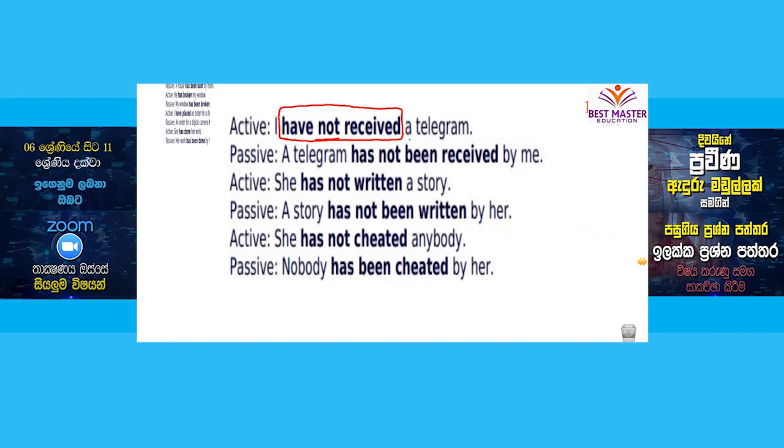A telegram is the object here. This is not a paper, right? Telegram is the object. It comes here, a telegram like that. It's a singular, so we have got has.